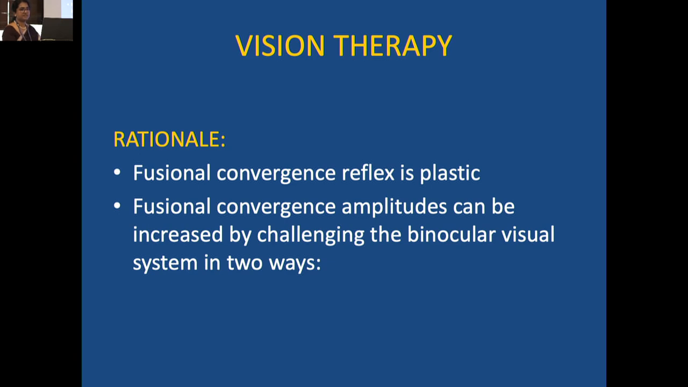And the next thing is we'll be talking about vision therapy. And the rationale behind the whole thing is, there are different components of convergence, out of which there is a fusional convergence reflex, which is plastic, which means fusional convergence amplitudes can be increased. But how do you do that? By challenging the binocular visual system in two ways. That is how you do vision therapy exercises.